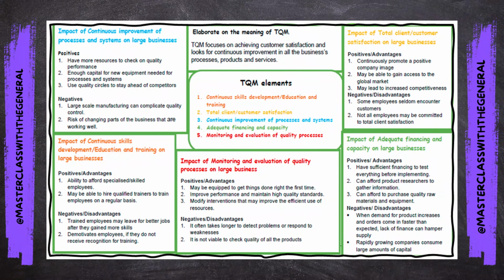What are the negatives? When demand for product increases and orders come in faster than expected, lack of finance can hamper supply. Rapidly growing companies consume large amounts of capital. So basically here we're talking about the competition for resources within the company. In as much as we are committed to quality and investing our financial resources in quality, sometimes as the business is growing, there are competing priorities and the money to invest into this may not be readily available.